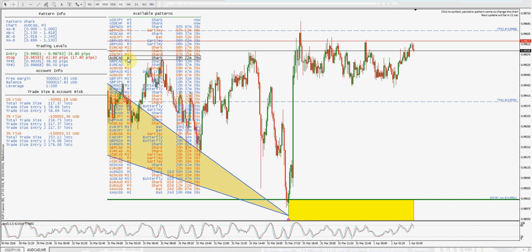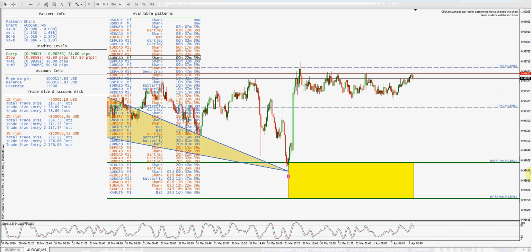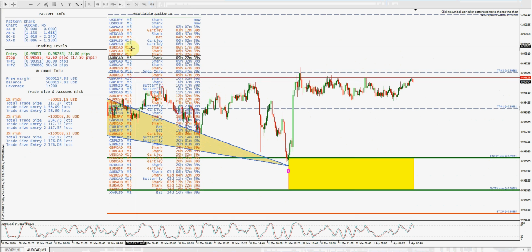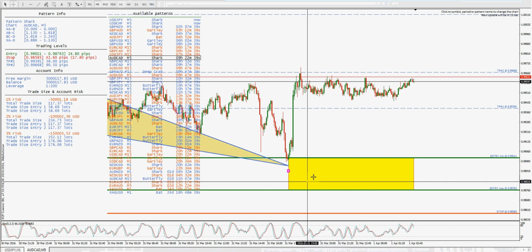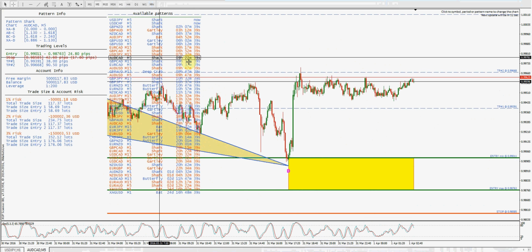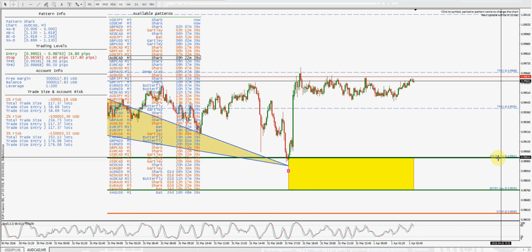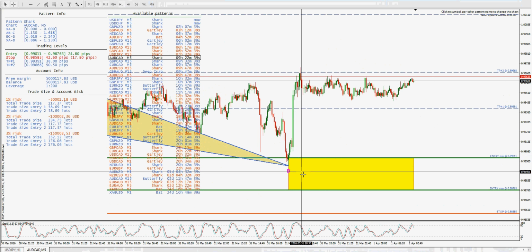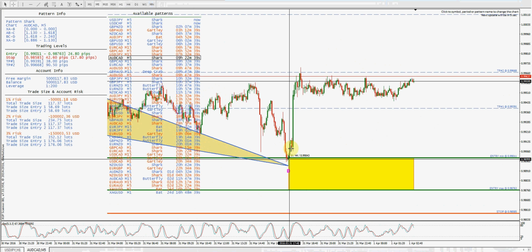What is this? This is AUD CAD. And this is a shark pattern. So as you can see here, we got the entry line. Anything in between here is a buy. So we could have bought it right there. And obviously, we're looking at about 70 pips in profit there. This is a 15-minute chart.